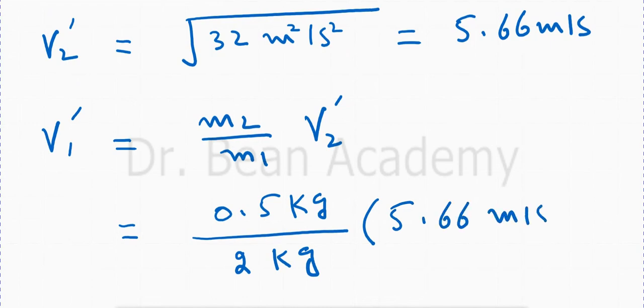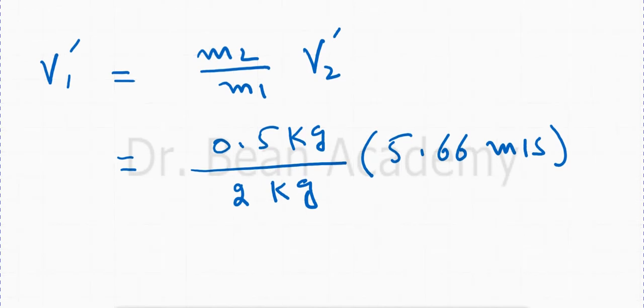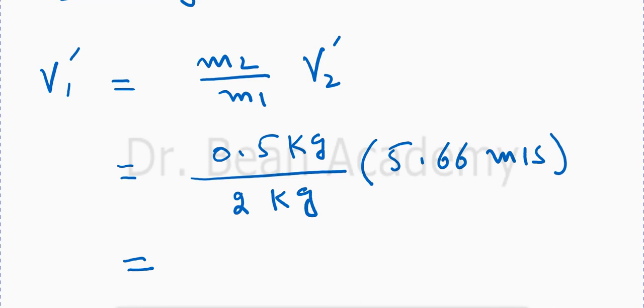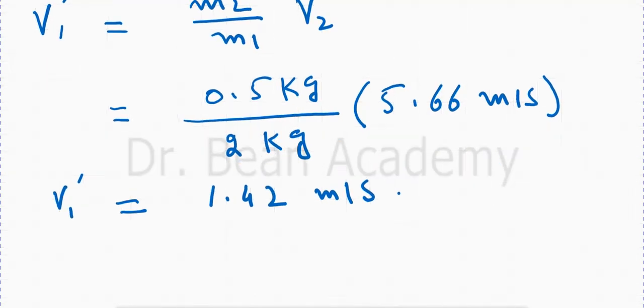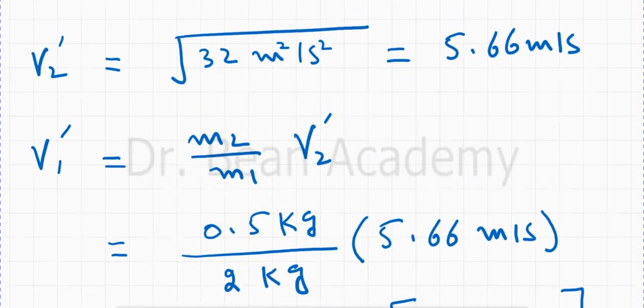5.66 meter per second. And the answer to this question is, and my calculator is giving me the value of 1.42 meter per second. So we have found the value for v1 prime, and this is the final answer to your question. So I just want to point out one thing about the direction, because these are velocities, so we need to give the direction of these velocities, because velocity has a direction, right?